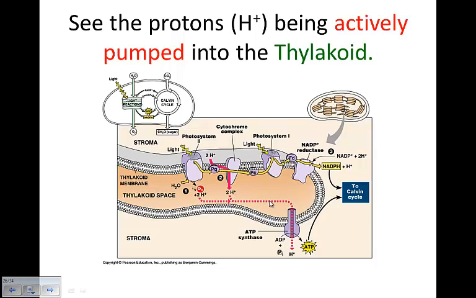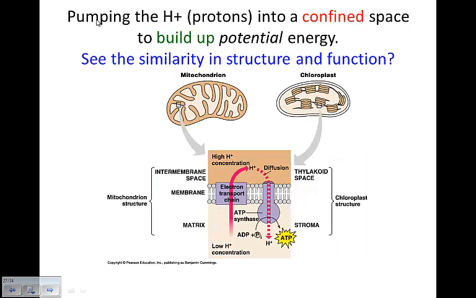Oh, hang on. This is just going to get amazing. You're not going to believe this. Now, as the electrons go along, here we're pumping the protons into this confined space to build up potential energy. We're pumping it in to store the energy. So here we have the protons, the electrons in the electron transport chain. There is a low hydrogen concentration here. There is a high hydrogen ion concentration here, high protons here.